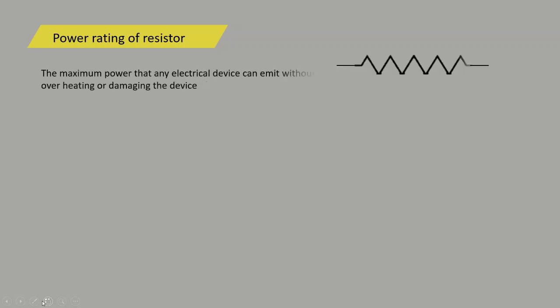Now we will be studying the power rating of a resistor. As you can see here, a resistor R has been placed with potentials V1 and V2 across its terminals. This power rating is normally given on all kinds of electronic devices, maybe in the form of watt, or in the form of current and voltage separately. We just need to take the product and obtain the power rating in watt. So what is it? That is the maximum power that an electronic device can emit without overheating or damaging the device.